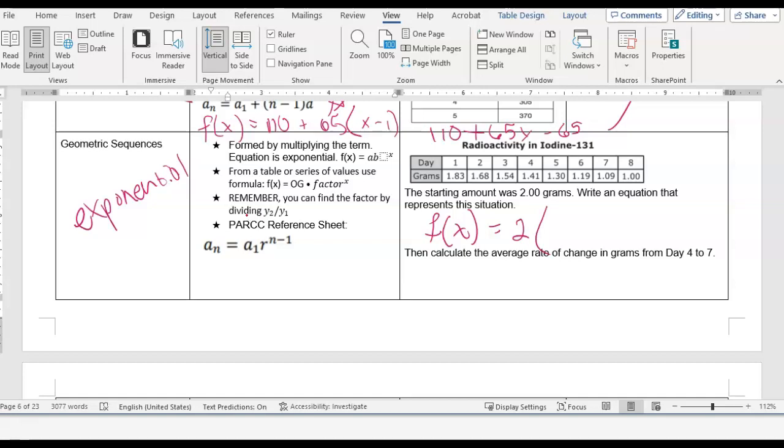So 1.68 divided by 1.83 gives me 0.91. Let's try another one. 1.54 divided by 1.68 gives me 0.916. 1.4, oops, 1 divided by 1.54, 0.915. So approximately 0.92, we'll say.